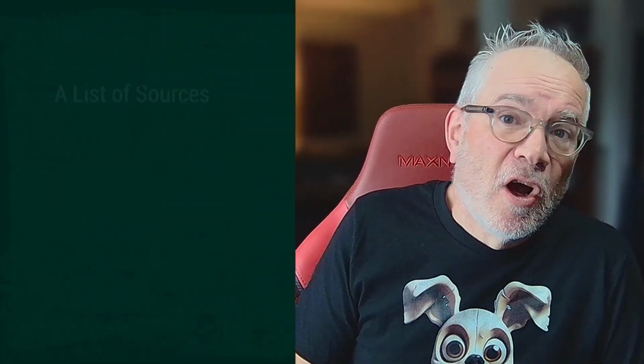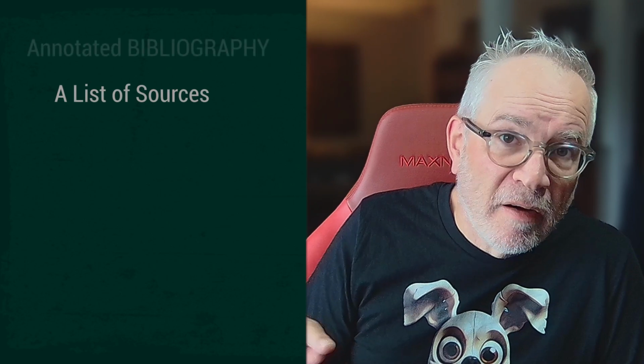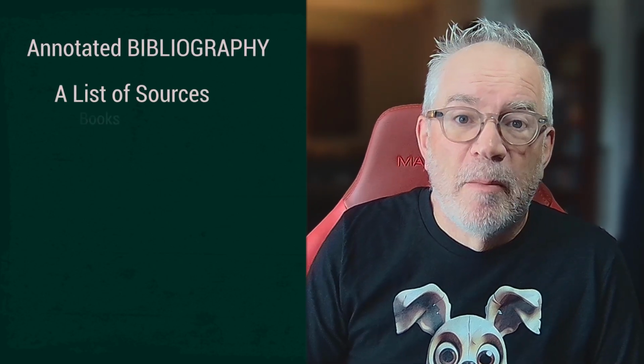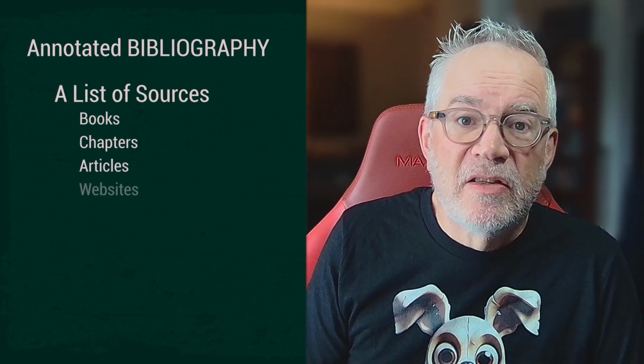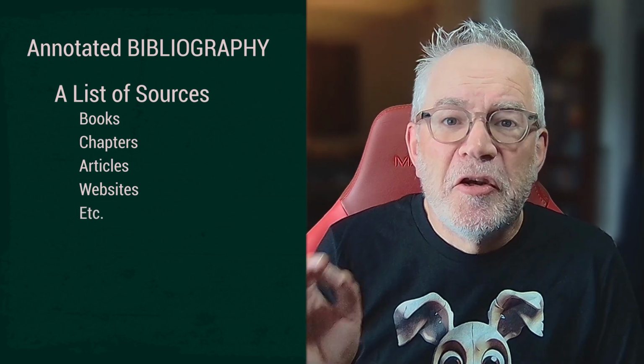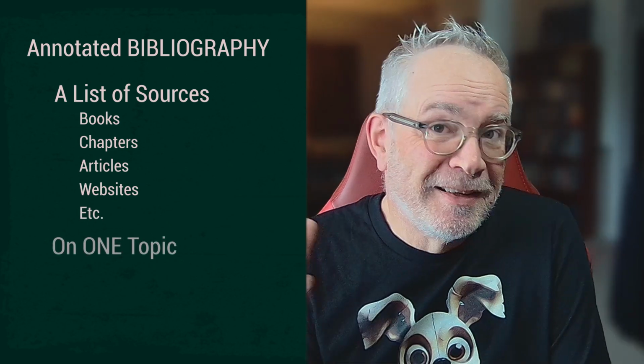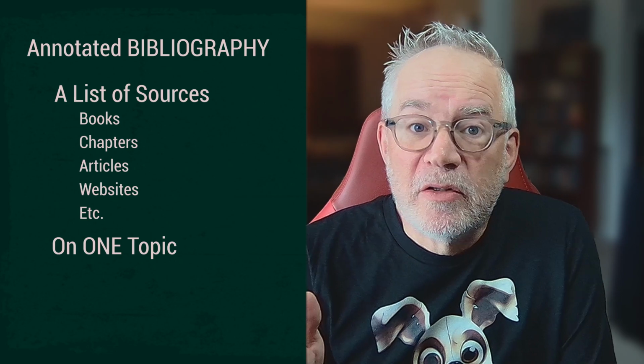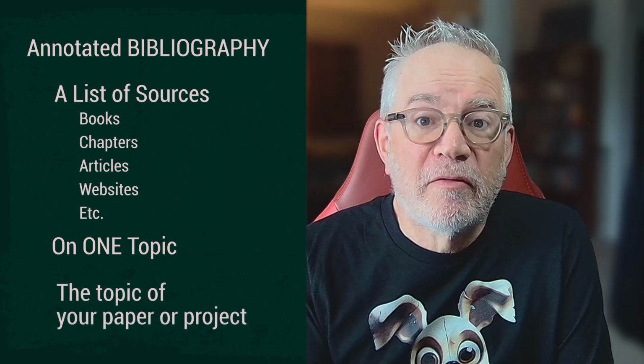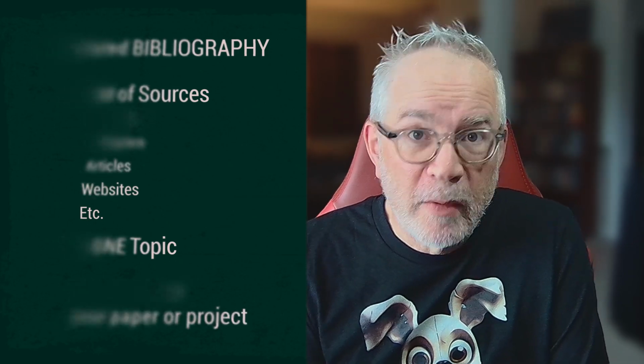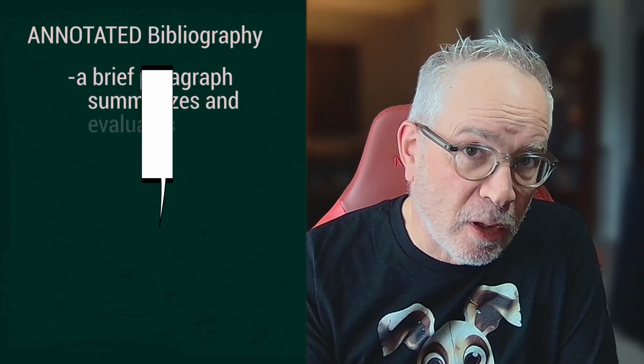Well, first of all, it's a list. That's the bibliography part. It's a list of sources, books, book chapters in some cases, articles, websites, and they all address one particular topic. It's a list of all the main sources that you use to research a topic in preparation for an academic paper or some other kind of research project. And each entry in the list will be followed by a brief paragraph that summarizes and evaluates that source.